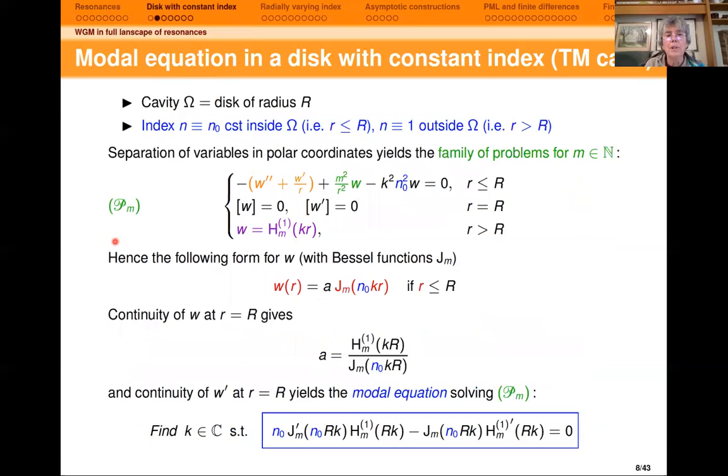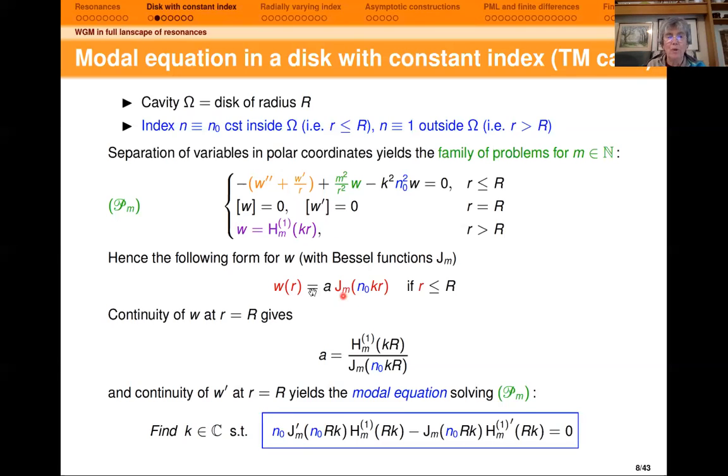So I will talk about the constant index in disks, because there we have an almost analytic way of finding solutions. The optical index is a constant N0 inside the disk, and it is one outside. So now this equation is the union of two equations. When r is less than the radius, you have the N0 constant. At the radius, they have to match with each other, the function and the derivative, and outside it is Hankel 1. Inside this should be proportional to a Bessel function.